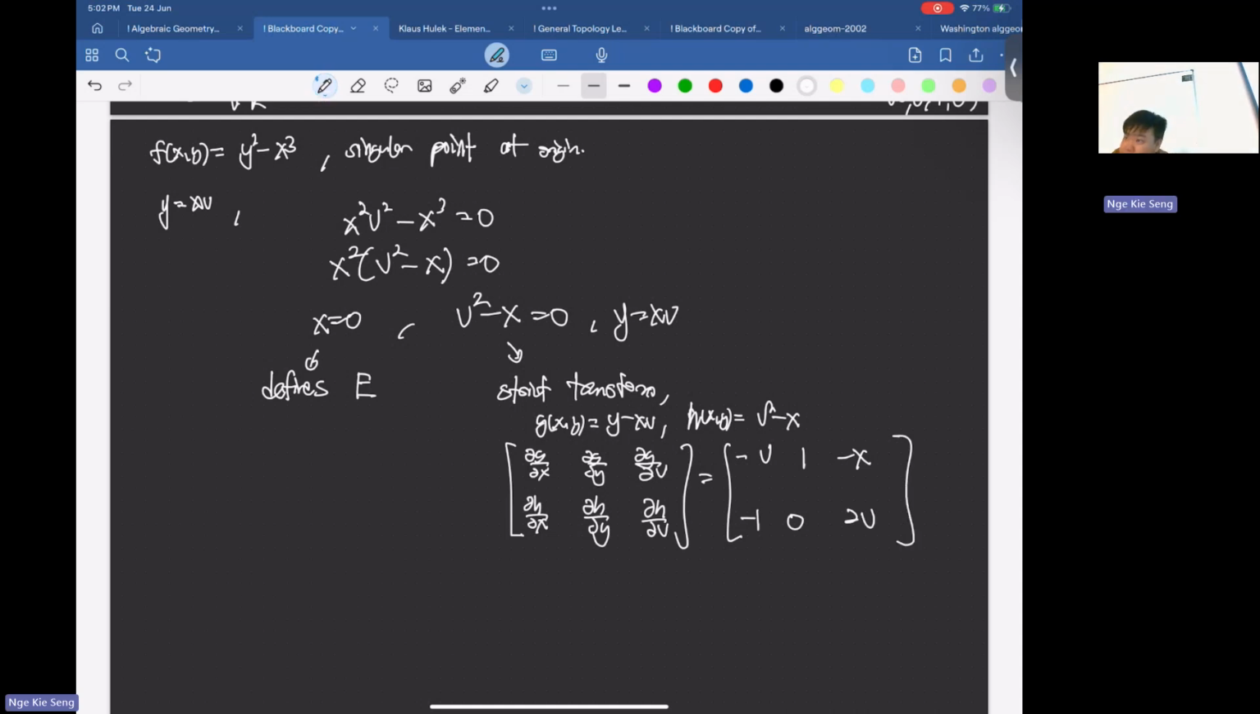Now, no matter what point you try to substitute for the x and v, you will get the rank of the Jacobian matrix as 2. Even if you substitute back the origin, you still get the rank of the matrix as 2. And this is exactly n minus r.